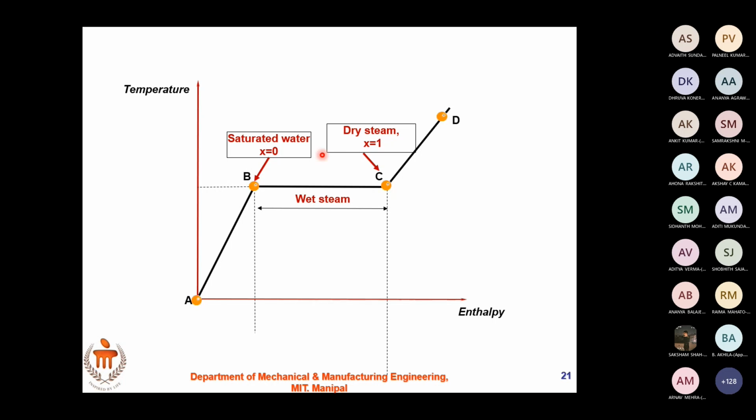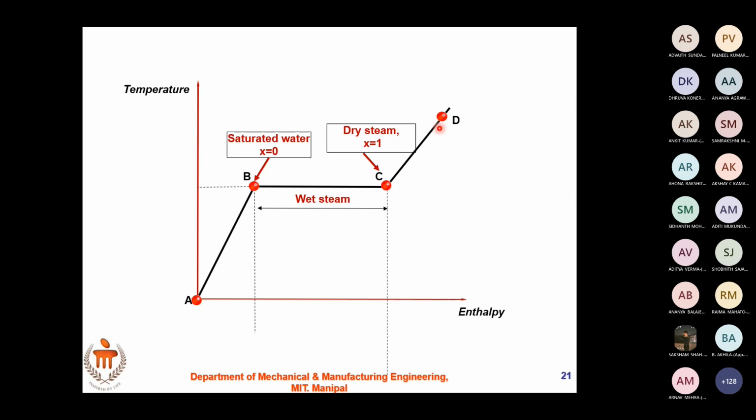X is a fraction which tells me how much moisture is there, how much dry steam is there within that mixture. So now here there is no moisture content at all in the steam. Whatever steam is there is superheated. So X is there between B and C only. There is no X here because there is no moisture content within the steam. Clear?